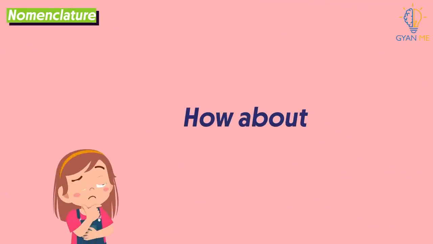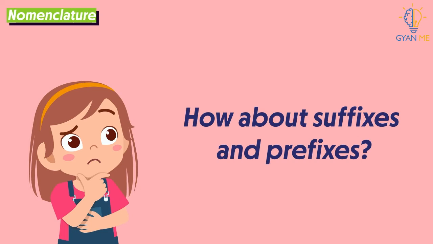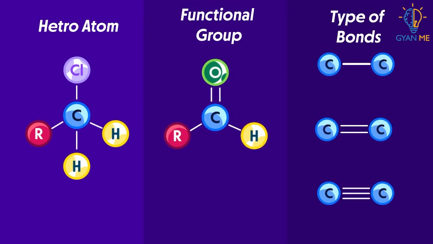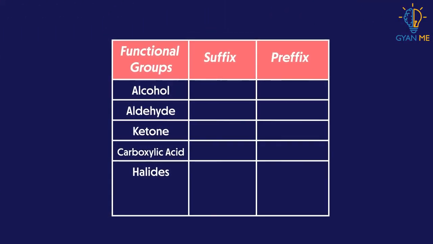Now how about suffixes and prefixes? We know that prefix and suffix are determined by the heteroatom or functional group or a kind of bond present in the chain. So according to our table, we have various functional groups and their suffixes like ol for alcohol, al for aldehyde, oic acid for carboxylic acid, and so on.